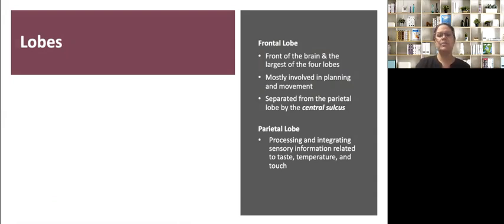The parietal lobe is located directly behind the frontal lobe, and it's responsible for processing and integrating sensory information that is related to taste, temperature, and touch. So some of those sensory inputs we talked about at length in chapter 3 are processed through the parietal lobe, which again is located right behind the frontal lobe.